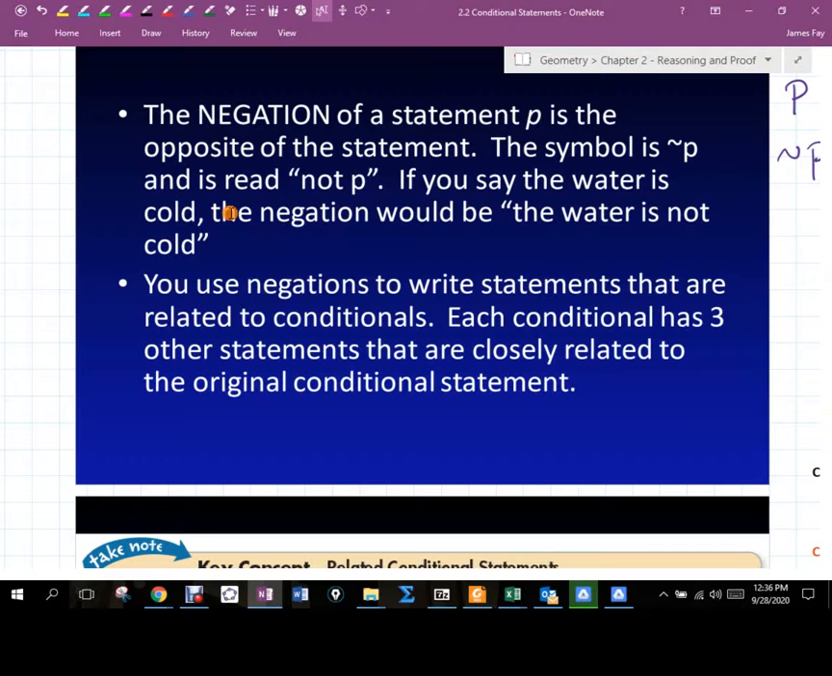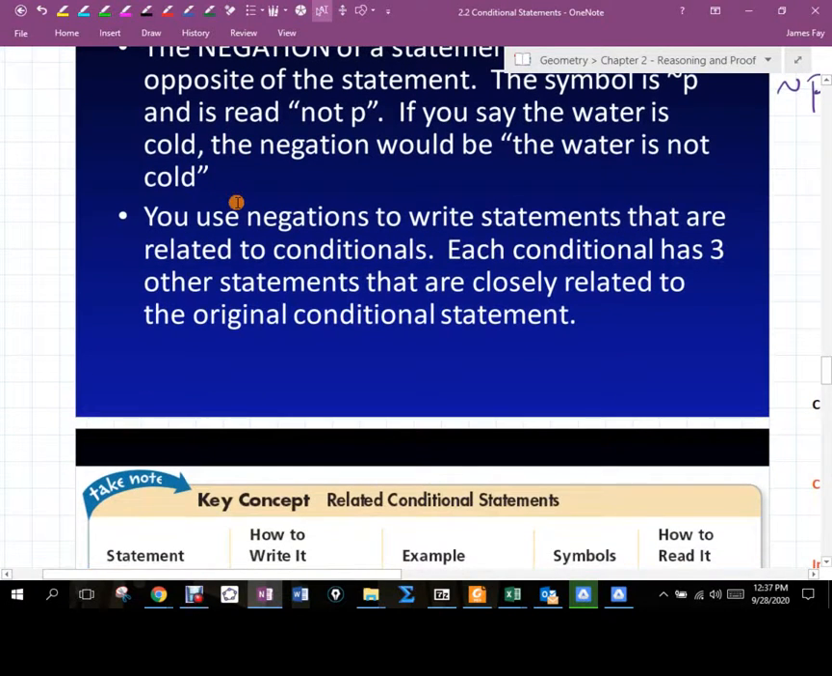So if I have a statement that says, if it is raining, then the negation would be, if it is not raining, right? Okay? So negation just means putting the word not in, creating the opposite, okay? Here, if you say the water is cold, the negation would be the water is not cold.